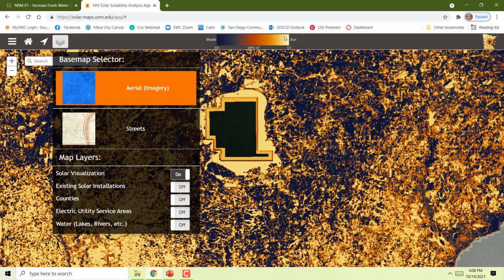And so if I were living in an area that were bright yellow and maybe orange, I might think about investing in solar energy for my home. But if I had an area that was characterized by more shade, which you can see in these dark areas, I would not.